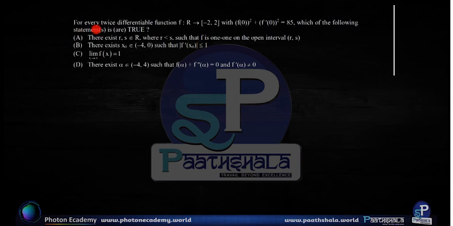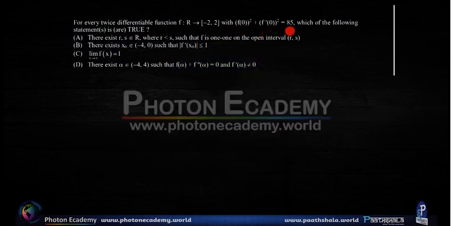For every twice differentiable function f from real numbers to the closed interval minus 2 to 2 with f of 0 square plus f dash 0 square equal to 85, which of the following statements is or are true? This is a multiple answer correct question, and we have to evaluate every option to know which of the following options are true.